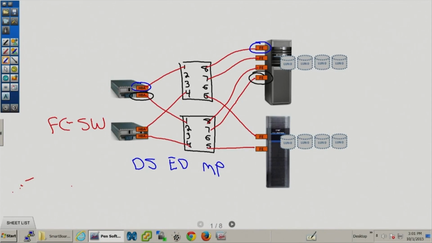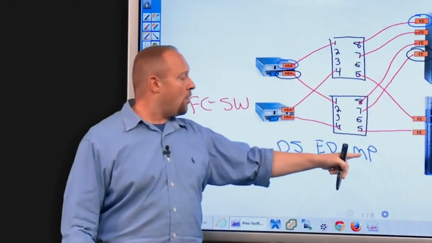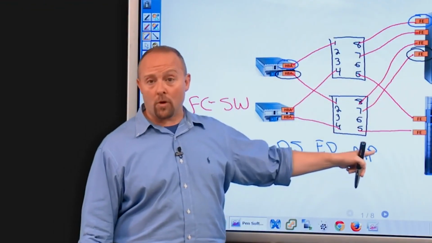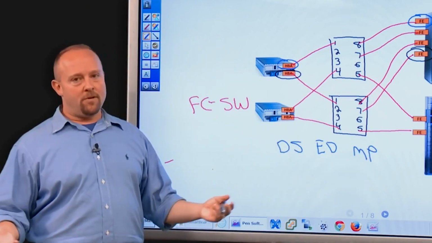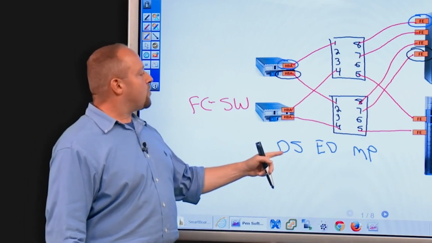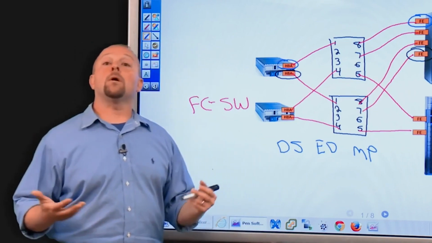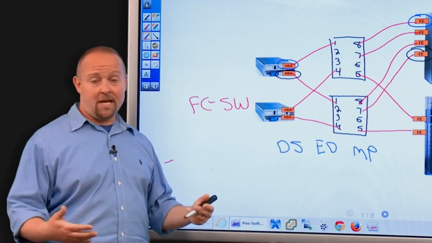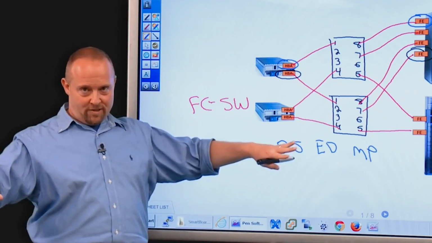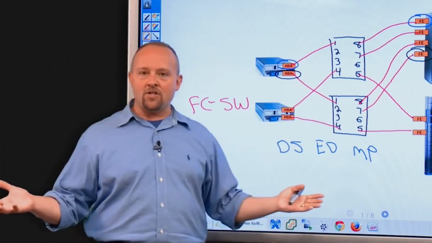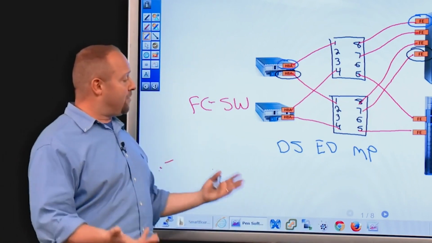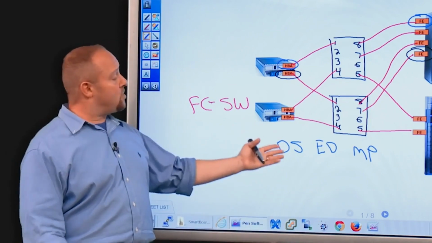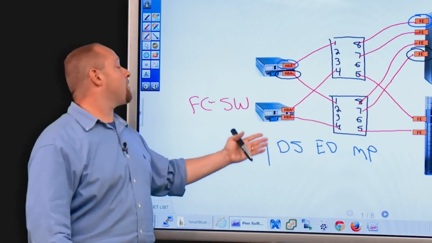A departmental switch, an enterprise director, or a multi-purpose or multi-protocol switch. A departmental switch is just a small, cheap switch. Typically, departmental switches have 48 ports or less. So they have fewer ports, they cost less money, they give you fewer connections. Okay? It's still a fully functioning Fibre Channel switch where you have dedicated bandwidth per port and the ability to do zoning, but it just gives you fewer ports, fewer connections.